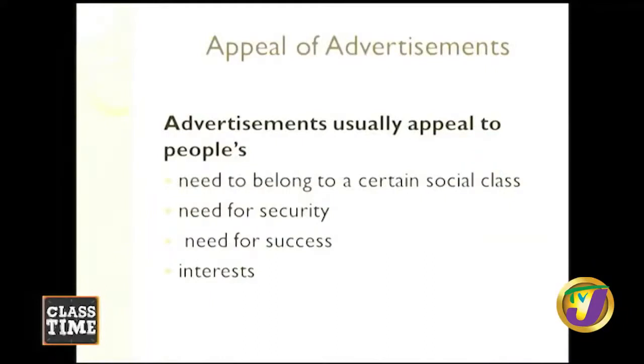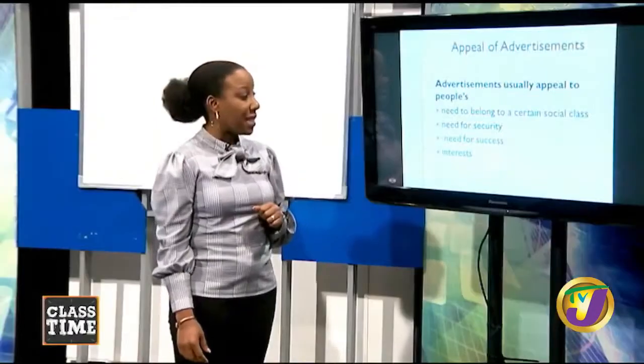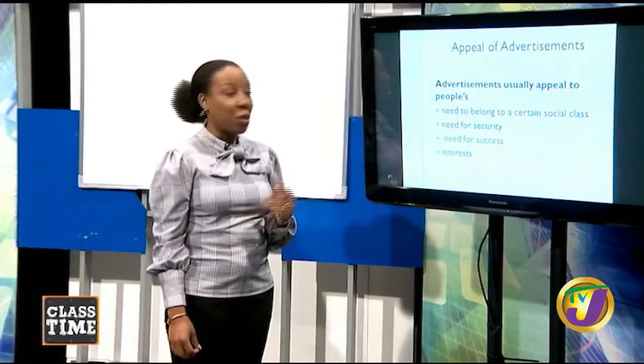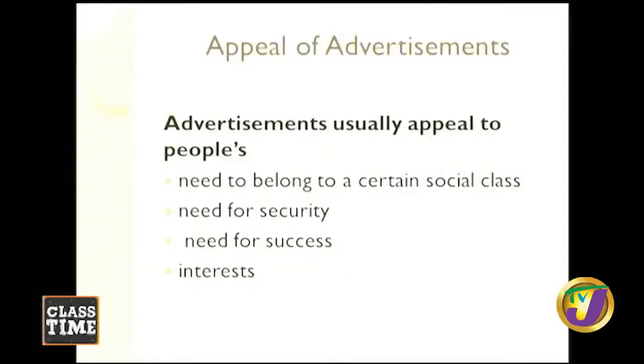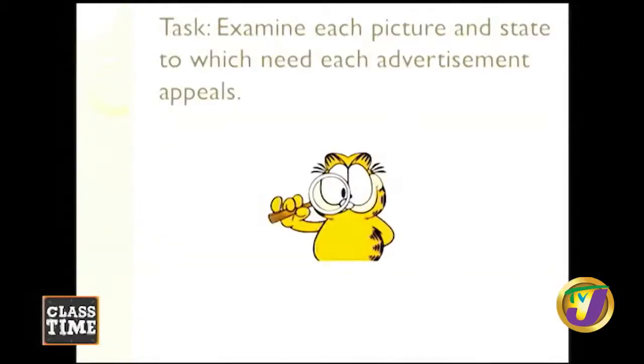First, some advertisements appeal to your need to belong to a particular social class. When we think about the hierarchy of society, do you want to buy a product because you want to be seen as sophisticated? Advertisements also appeal to the need for security, need for success, and it also appeals to your interest. We are going to look at some pictures and we're going to examine them to see if we can apply what we know about needs to figure out what need each advertisement is appealing to.